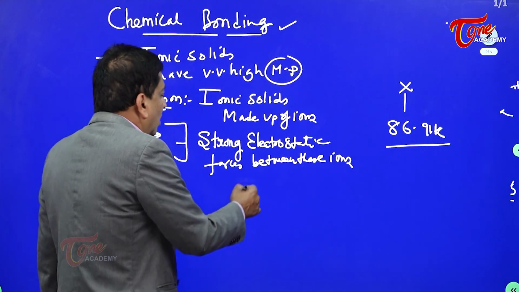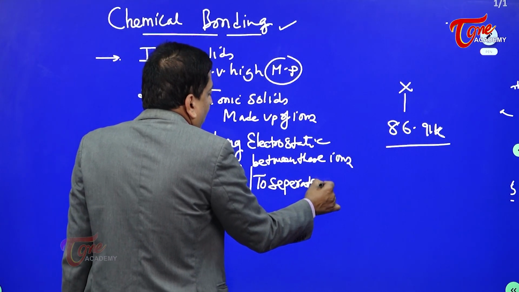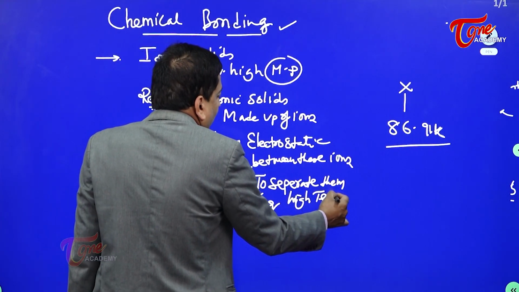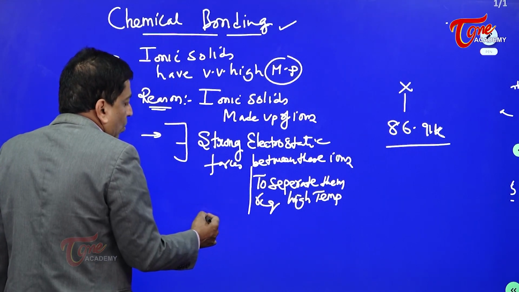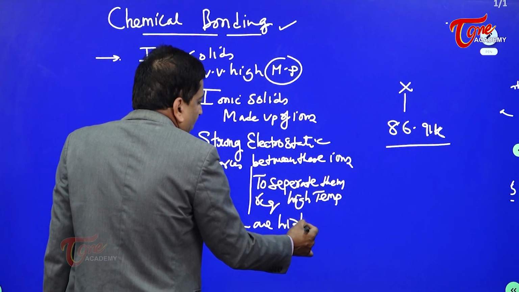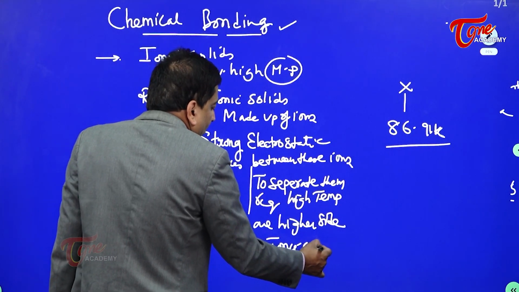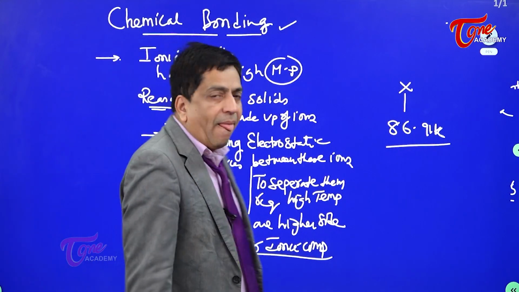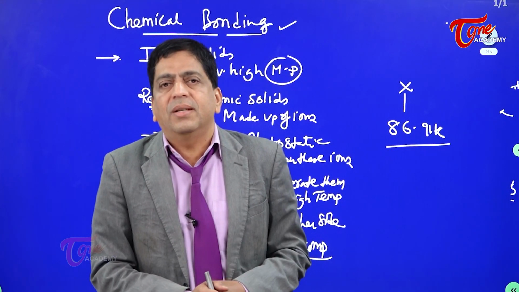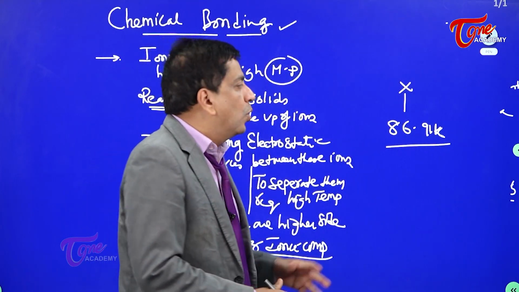So what happens is, to separate them requires high temperatures. That's the reason why melting points are on the higher side for ionic compounds. You must understand. So if sodium chloride has a particular melting point, only sodium chloride will have that particular melting point, and you don't have other compounds at all. You must understand that. So that is another property.